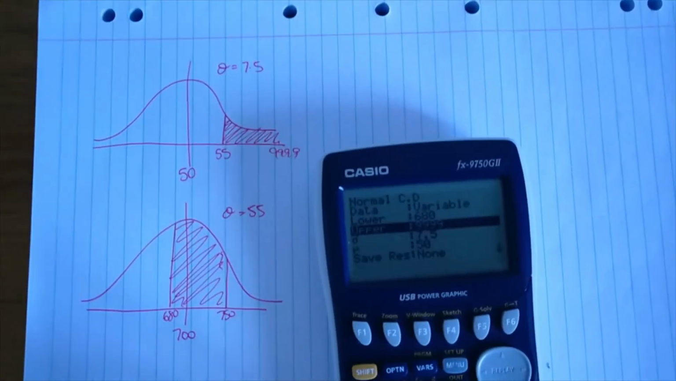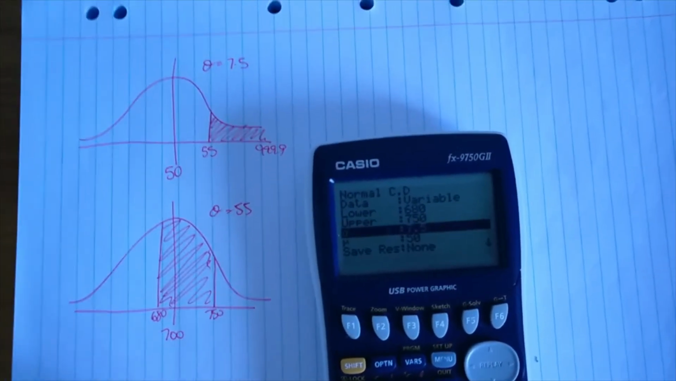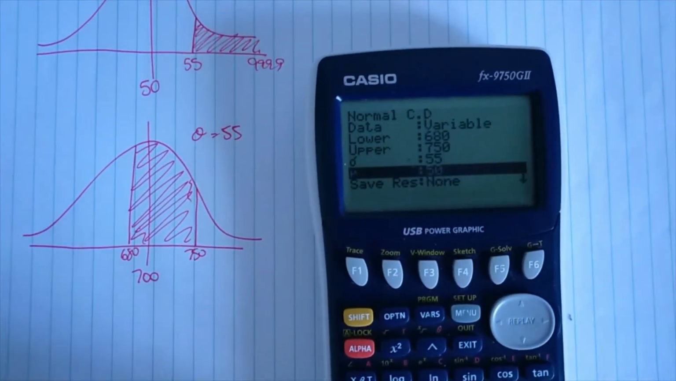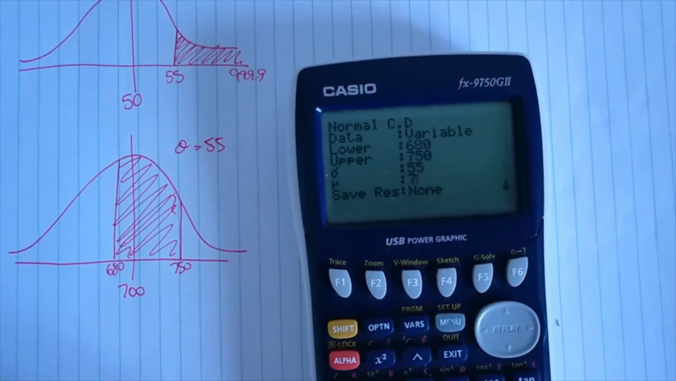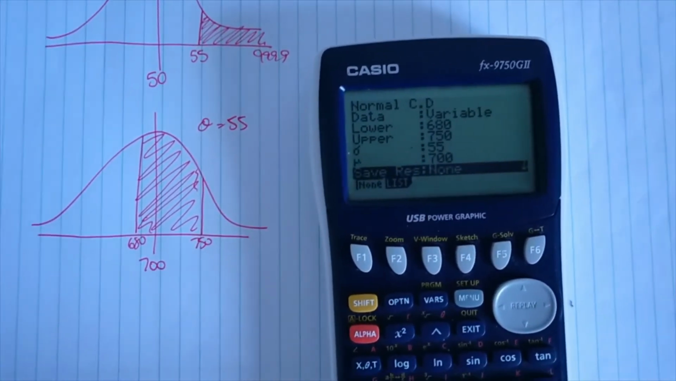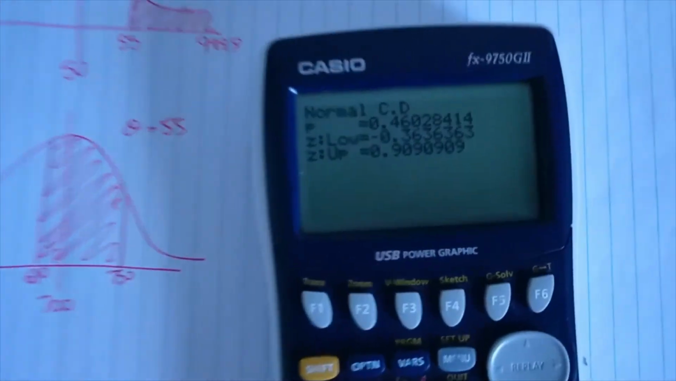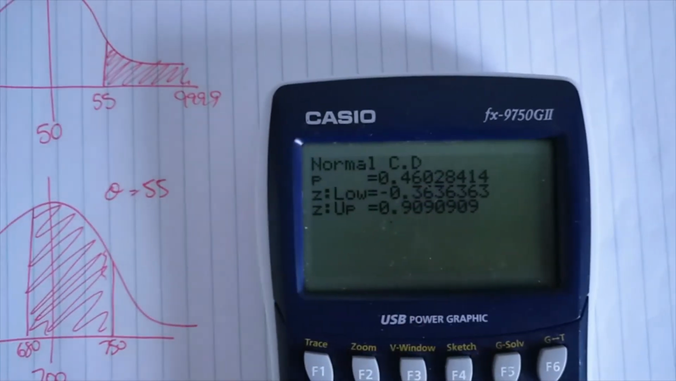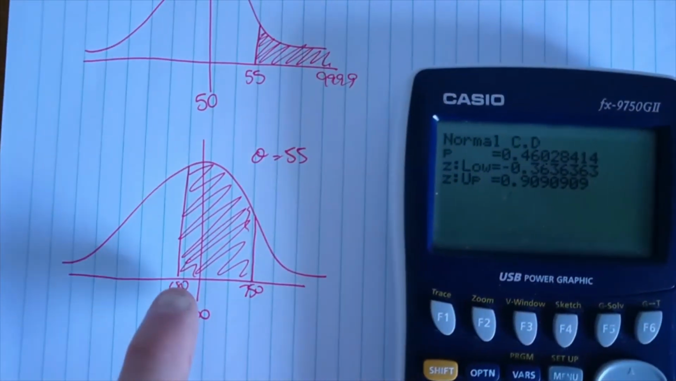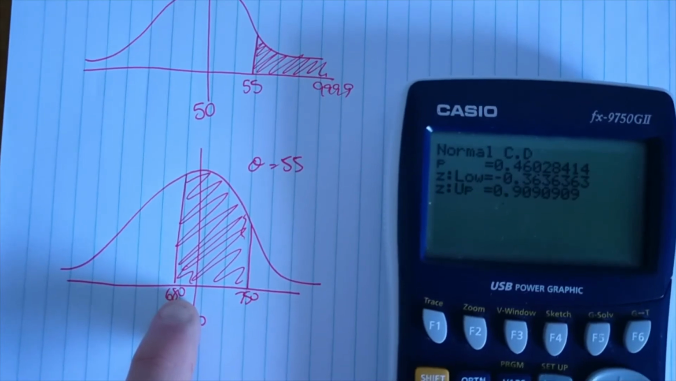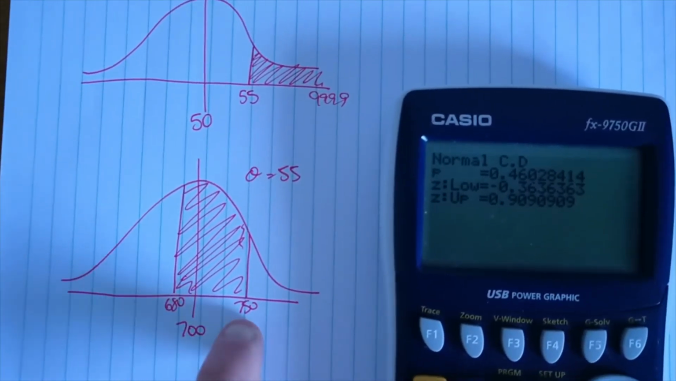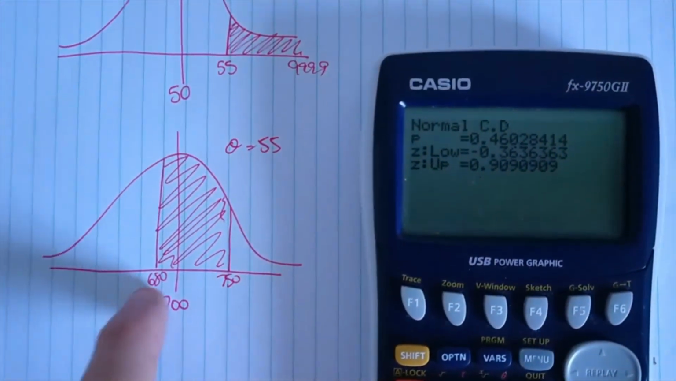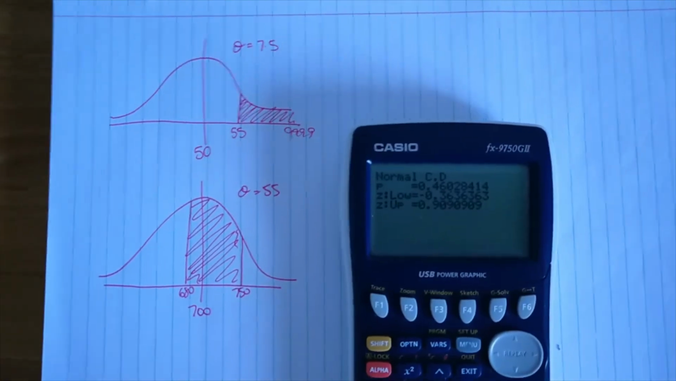Our upper is the 750. From there, our standard deviation is 55, and our mean is 700. And then you're going to push execute once and push execute again, and that tells you the probability is 0.4603, and I rounded that to 4 decimal places again. So that means the probability of x being between 680 and 750 will be 0.4603. Hopefully you found this video on using your graphics calculator useful.